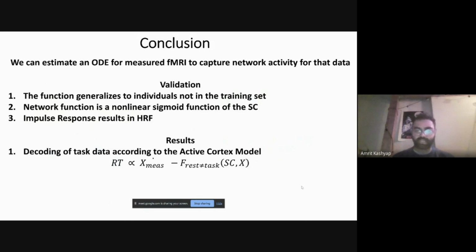In conclusion, we've shown that we can estimate an ODE for the measured fMRI that captures the network activity for that data. We've validated it by showing that the function generalizes to individuals, not just to a training set, and that the network function is very similar to what has been used to simulate other models. It's a nonlinear sigmoidal function with an argument having the structural connectivity matrix, and the impulse response looks like the hemodynamic response function. And when we have this active cortex model where task is a subset of rest, we can also then decode the signal.